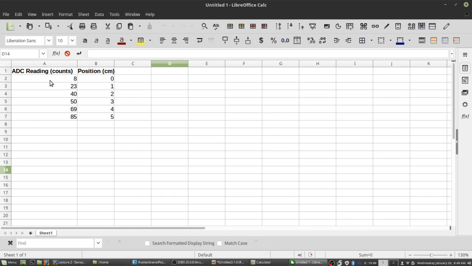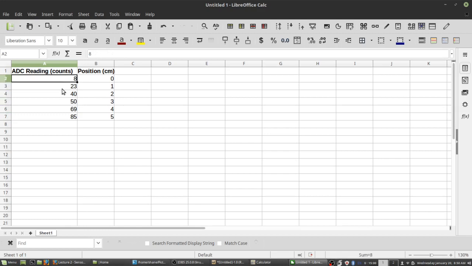Let's say that I did an experiment where I had some sort of position sensor hooked up to an actuator that expands or contracts. It looks like it's got a range of completely closed, 0 centimeters, to 5 centimeters. And these are the ADC readings that I measured. Whatever the range is doesn't really matter. This is just what I happen to measure.